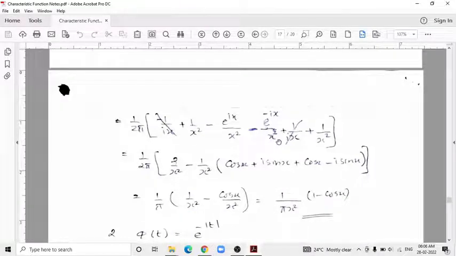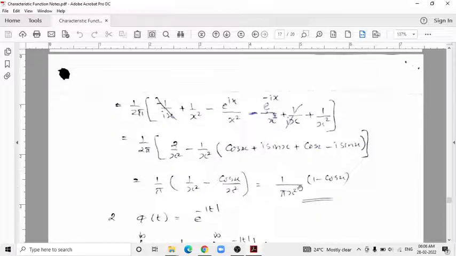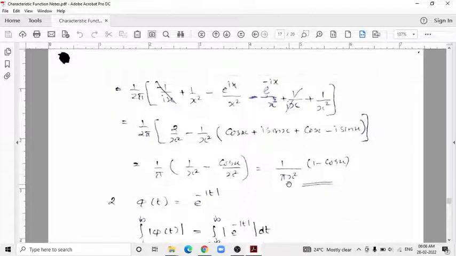So these two will cancel each other, 1 by x square, 1 by x square, 2 by x square, then minus 1 by x square, and here this is e raised to ix, that is cos x plus i sin x, and this is cos x minus i sin x. So when we simplify, it will be 1 by pi x square into 1 minus cos x.